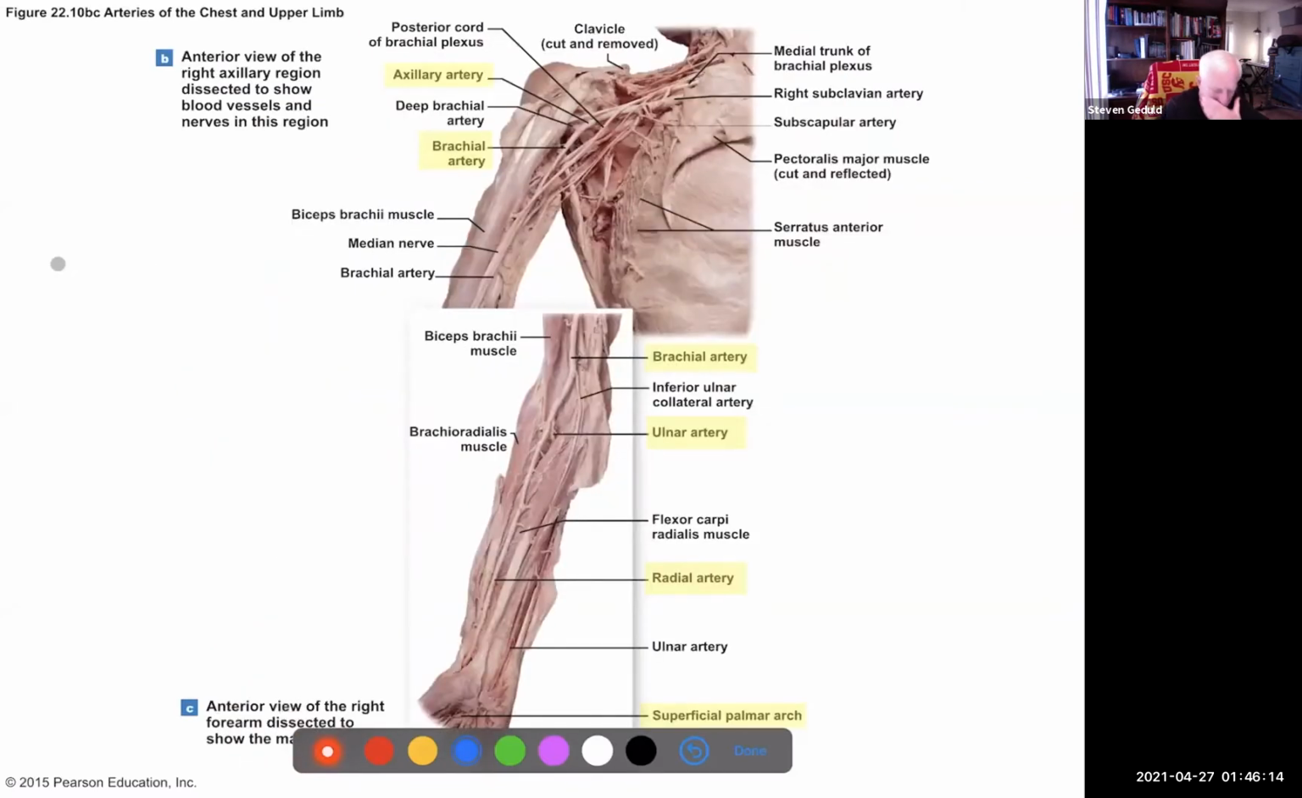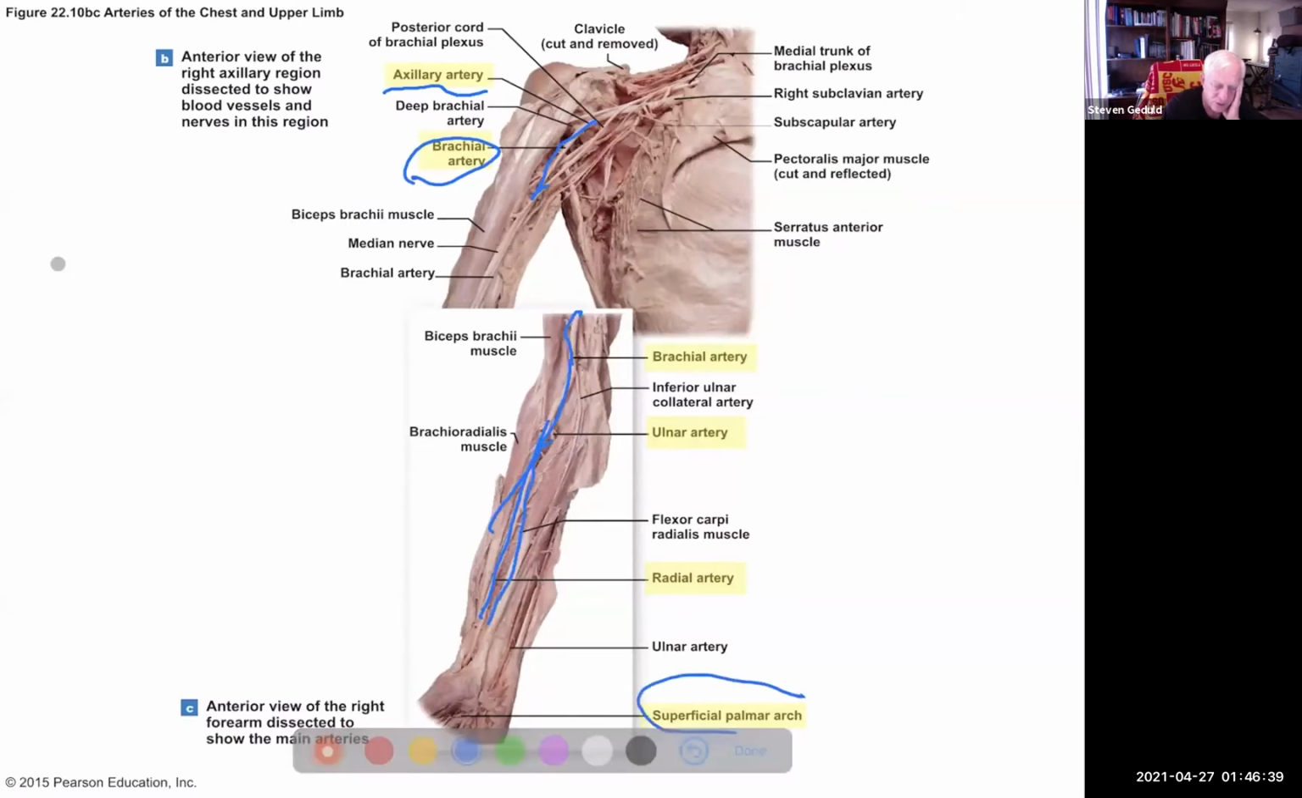Okay. This is just a cadaver view of it. Here's your axillary artery. Come across, and that forms your brachial artery. And this goes down here. Brachial artery comes down. Okay, it forms the ulnar artery and the radial artery. The ulnar artery comes down through here, then the radial artery. Those two branch off. And then at the end of it forms the superficial and the deep palmar arches.